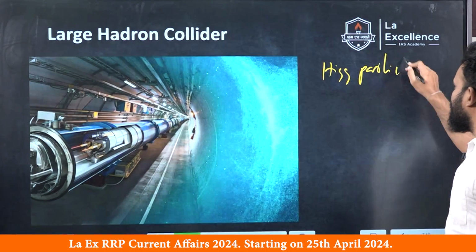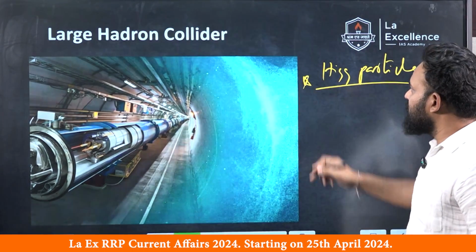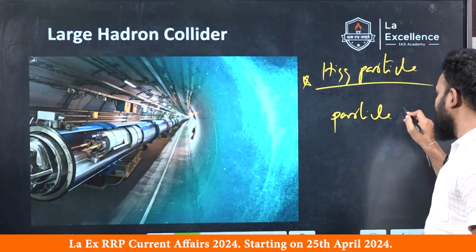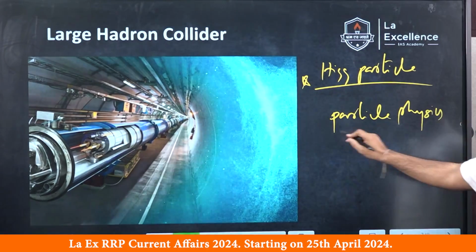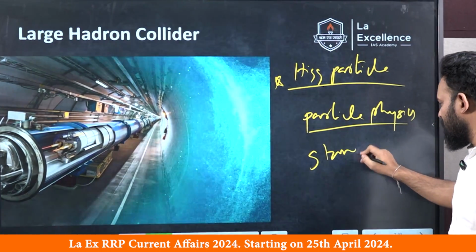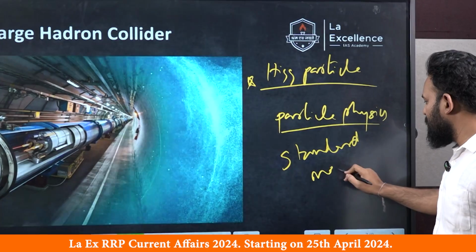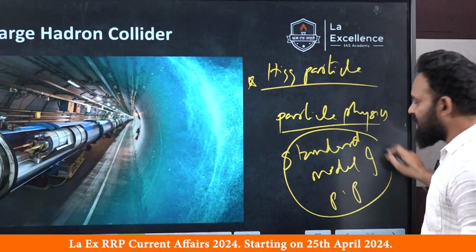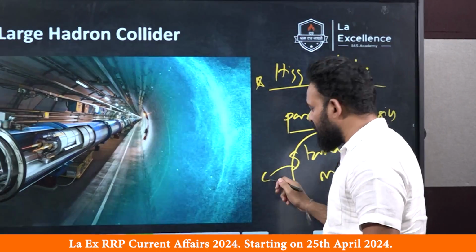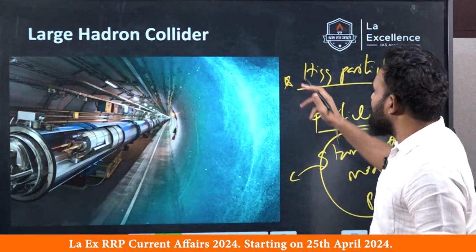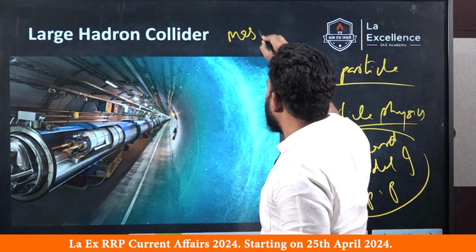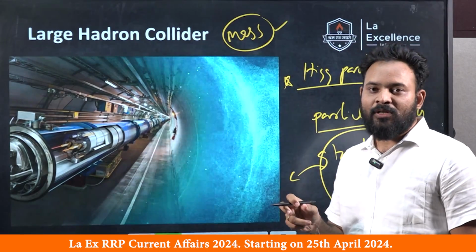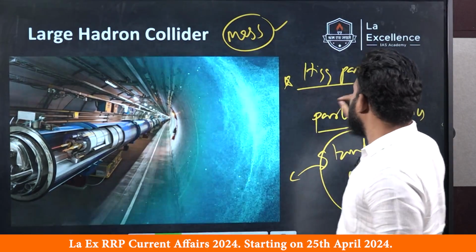See, the Higgs particle is... also, you need to see, in UPSC, regular questions do come from particle physics. So what is particle physics, and understand the standard model of particle physics. This standard model of particle physics talks about the fundamental particles of this universe. So to explain how the fundamental particles in the universe get mass, you need to understand the Higgs field and Higgs particle.